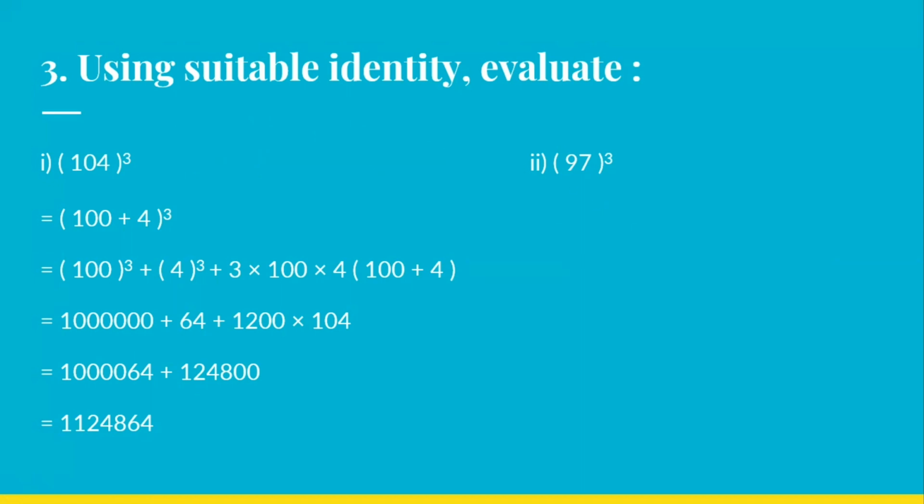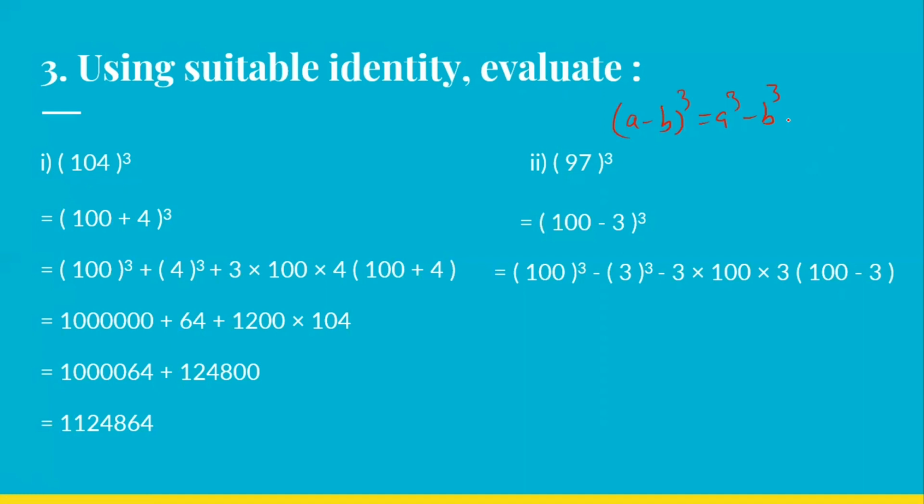Okay, so we will be now using the identity a minus b the whole cube is equal to a cube minus b cube minus 3ab in bracket a minus b. Just remember, a minus b the whole cube is equal to a cube minus b cube minus 3ab in bracket a minus b. Use the identity.